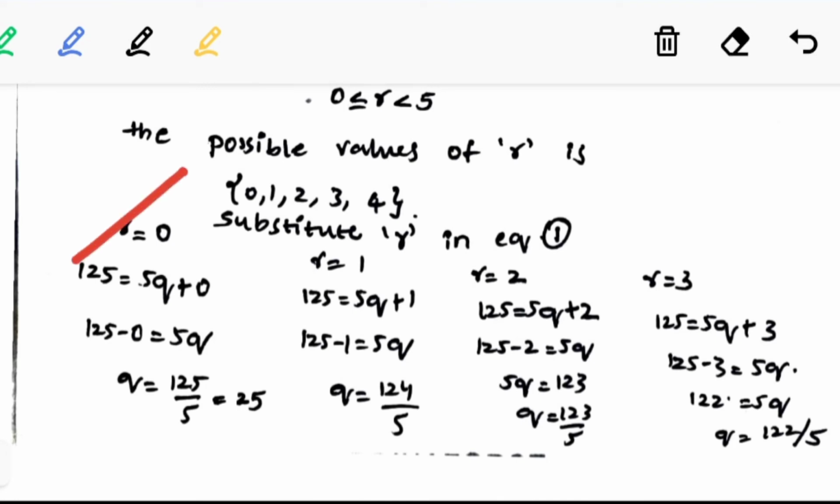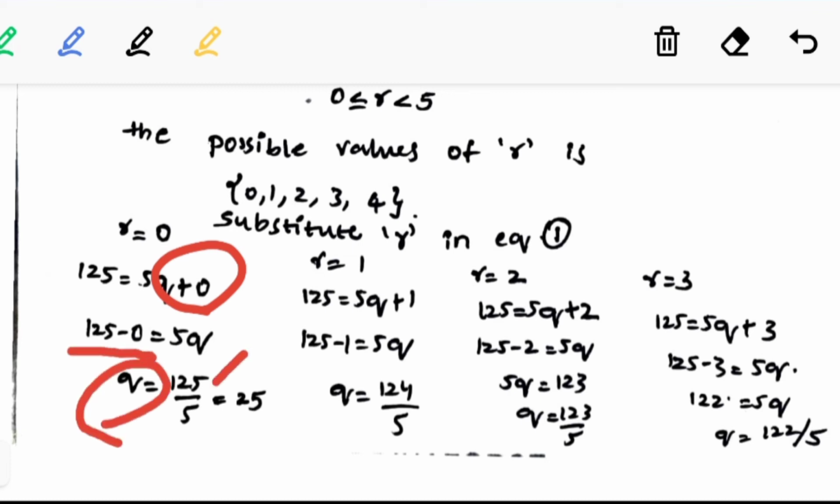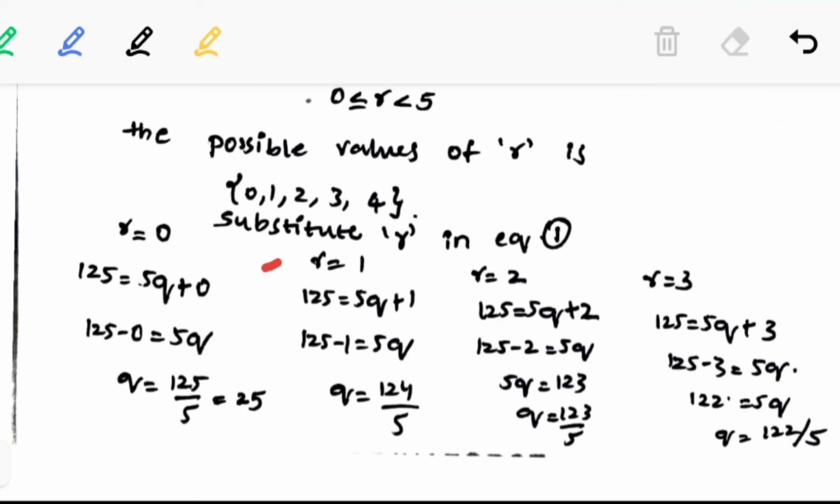We substitute in equation 1, that is 125 equal to 5q plus r, so 125 equal to 5q plus 0. Now plus 0, when it comes to this side, becomes minus 0. So 125 minus 0 equal to 5q. Now 125 minus 0 is 125. So the q value is 125 by 5, that is 25. Now similarly for r equal to 1, 125 equal to 5q plus 1. So plus 1 becomes minus 1 on this side. So 125 minus 1 equal to 5q. Now q value is 124 by 5.